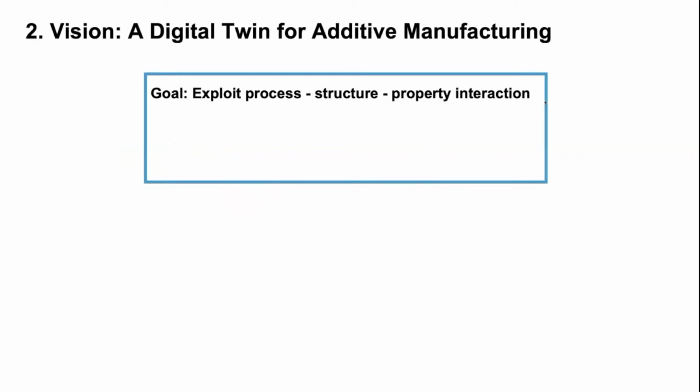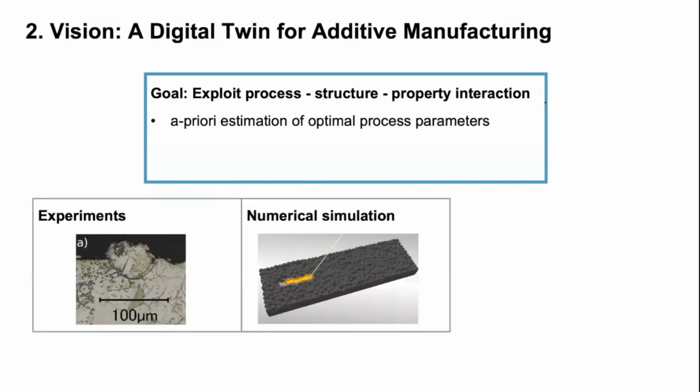So I said the goal is that we need to exploit process, structure, property interaction. And what we have taken into account for that was so far an a priori estimation of the optimal process parameters. So this is what we did. This is what we considered, not experiments, but only numerical simulation. But this is the stage where this is situated.